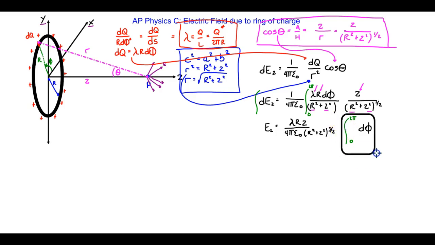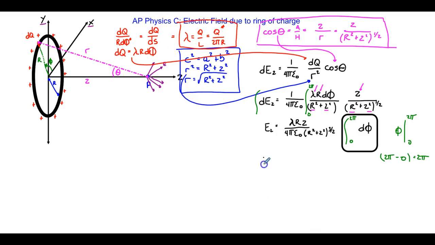If I'm just paying attention to this piece right here, I'll write that in green. This becomes phi evaluated between 0 and 2 pi, which I can write as 2 pi minus 0, which is just equal to 2 pi. So now I've integrated d phi, and I'm just left with this constant 2 pi.